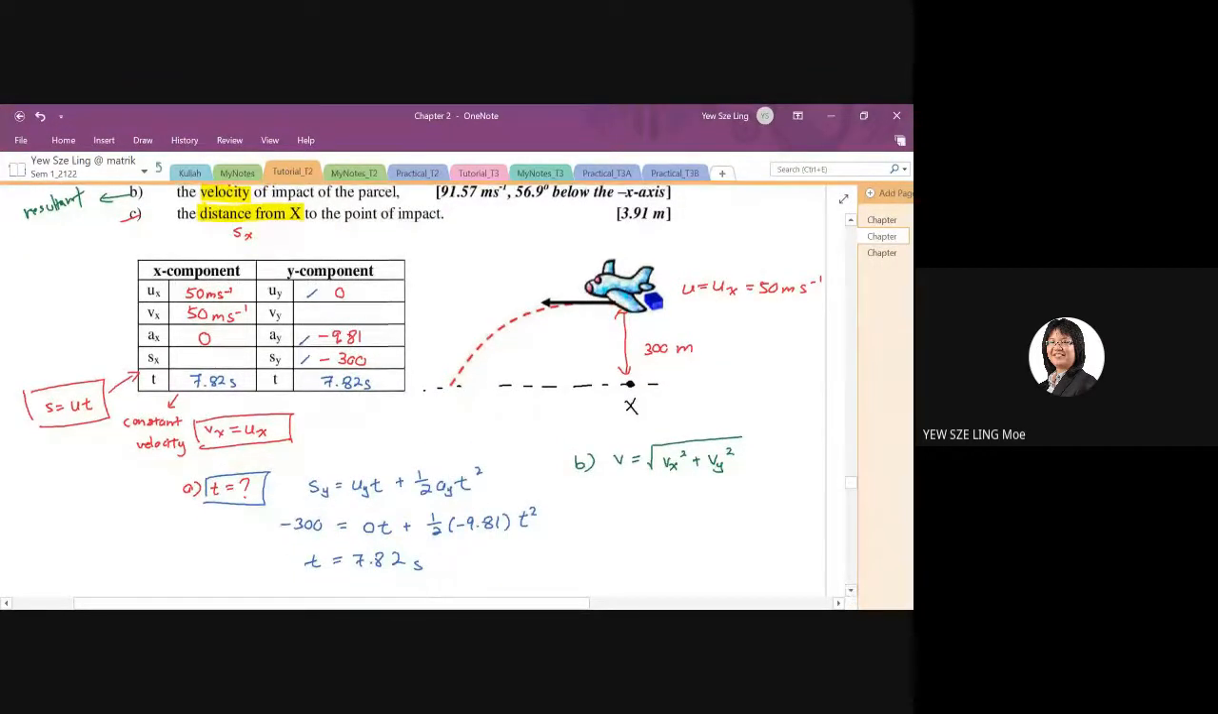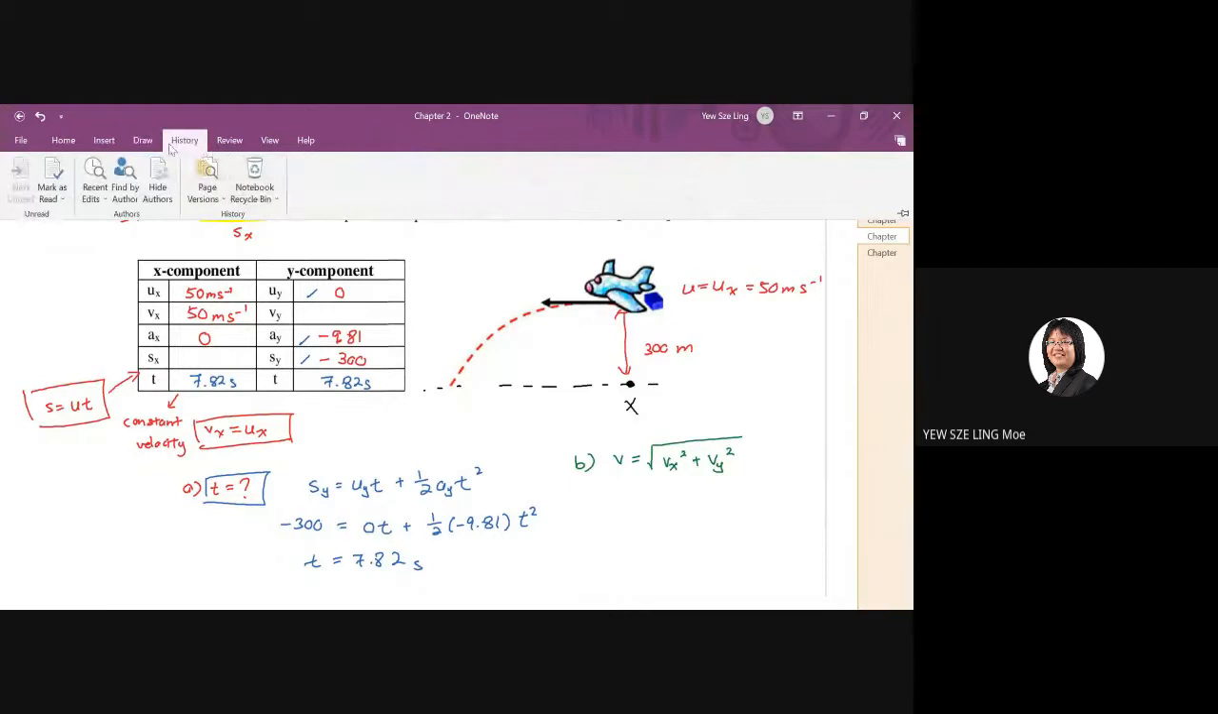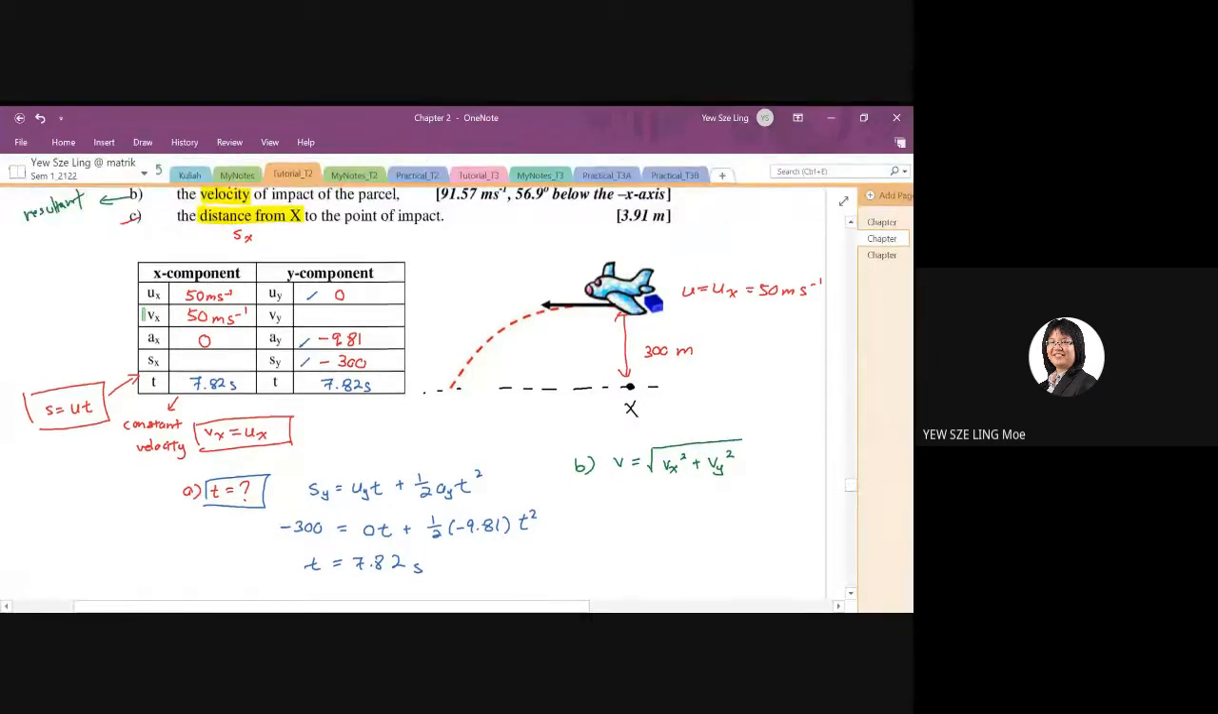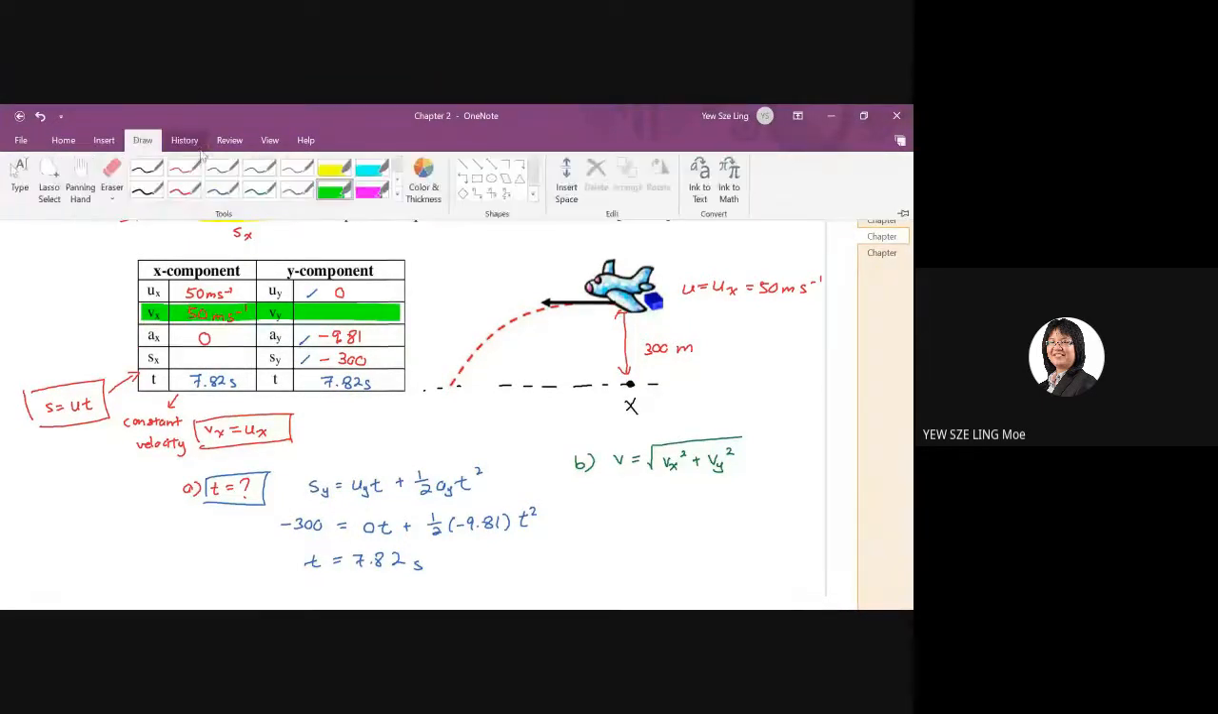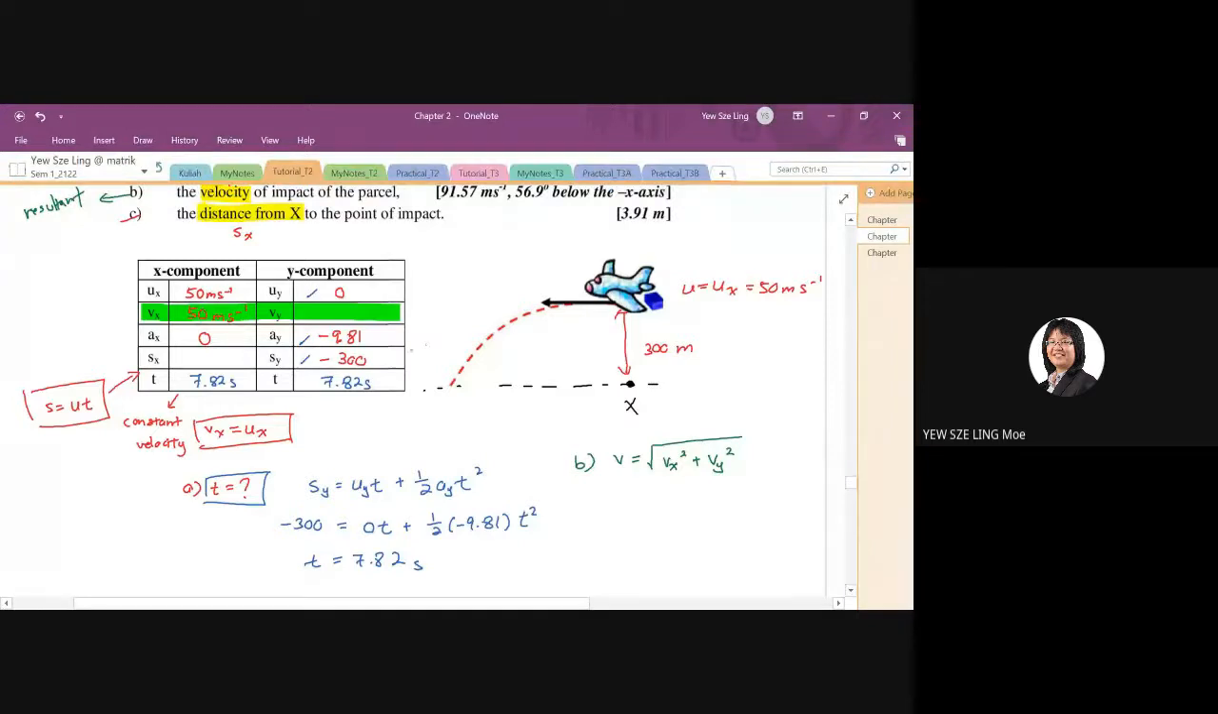So let's go back to the table again. Do we have enough information? Obviously no, because we have only Vx, but we don't have Vy. So what can we do? We can calculate Vy. Do we have enough information? Yes, we do. So Uy, Ay, Sy, and you have T as well.